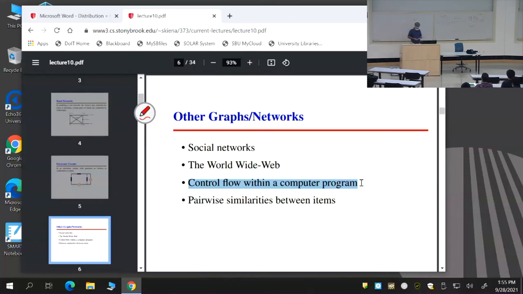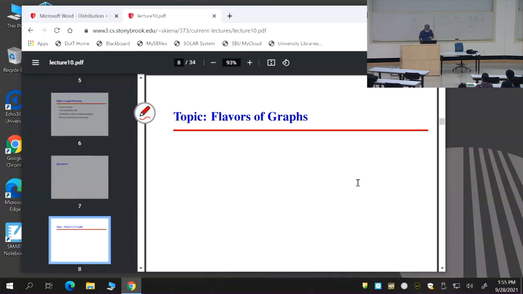And analyzing programs as graphs is a very important thing for compiler optimization, finding dead code, all kinds of different things. Any questions? So seeing when something is a graph is a very, very useful skill. Any questions?